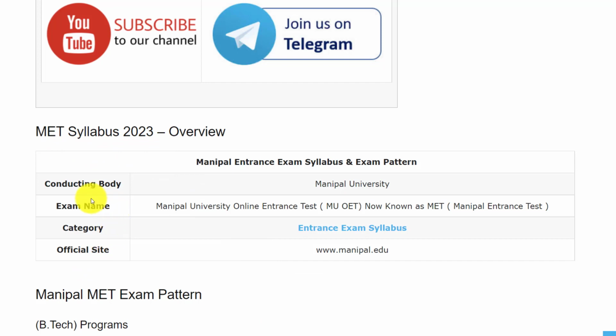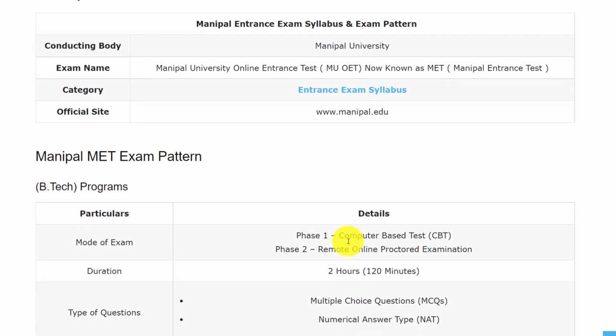Let's see the overview of MET 2023. The organizing body which is conducting this exam is Manipal University. And the name of the examination is Manipal Entrance Test. It is the recent name; before, it was known as Manipal University Online Entrance Test. And for any references, you can go through the official website www.manipal.edu. Let's see the exam pattern.